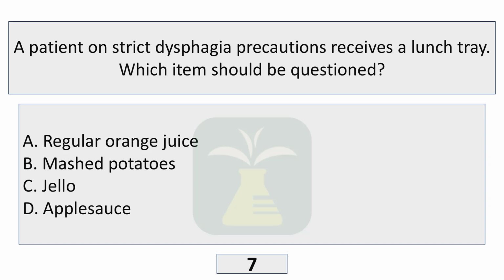A patient on strict dysphagia precautions receives a lunch tray. Which item should be questioned? A. Regular orange juice. B. Mashed potatoes. C. Jell-O. D. Applesauce.